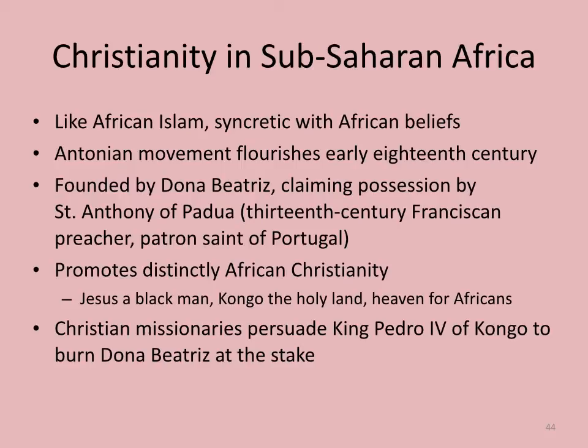Now, Christianity is still going to be in Sub-Saharan Africa, even though Islam is going to become more popular. They are going to blend it with traditional African beliefs, which makes it unique. Now, the Antonian movement is going to flourish in the 18th century. It's about having a black Jesus, essentially. Jesus is a black man, Congo is the Holy Land, and the heavens are for Africans. It's founded by Dona Beatriz, claiming the possession of St. Anthony of Padua, with insight into the fact that it was truly a black Jesus. And essentially, Christian missionaries persuade King Pedro IV of Congo to burn her at the stake for all of the terrible things she was saying against the church.